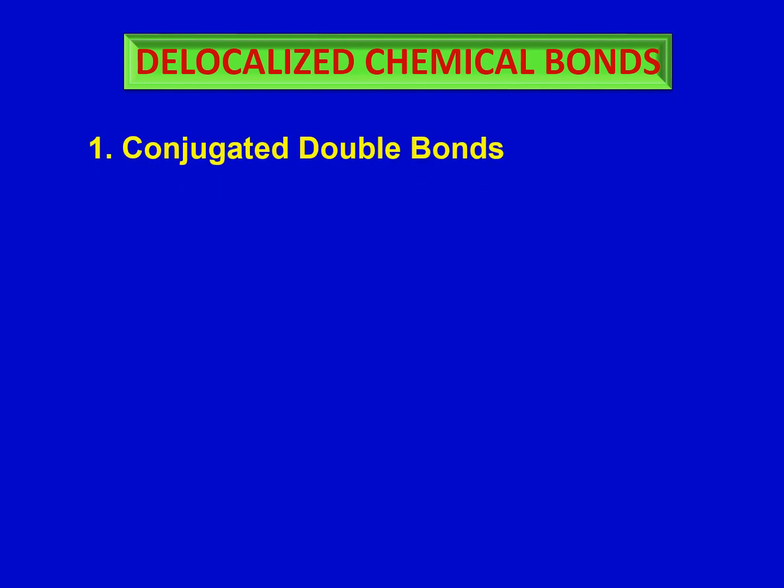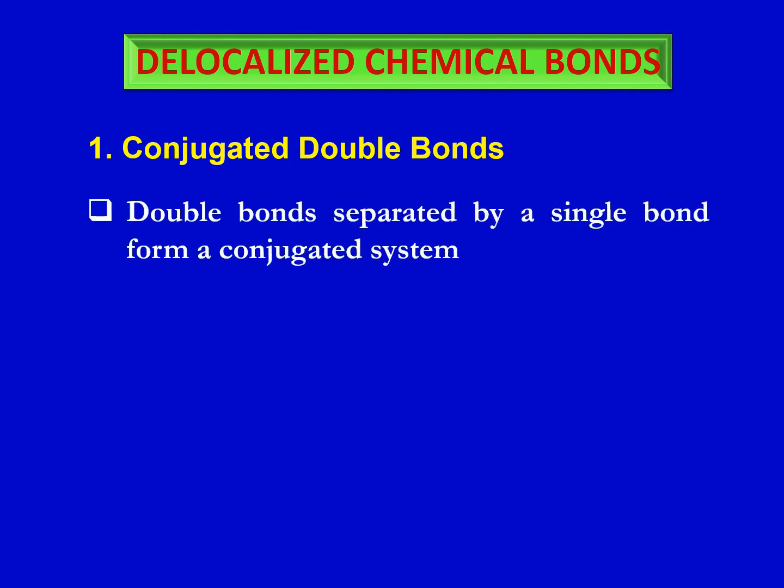The first example is that of conjugated double bonds. Double bonds can be of three types: isolated, conjugated, or cumulative. Isolated double bonds are those which do not have any other double bond in the vicinity. Cumulative double bonds are those on adjacent carbon atoms, like in allenes. Conjugated double bonds are those which are separated by a single bond.